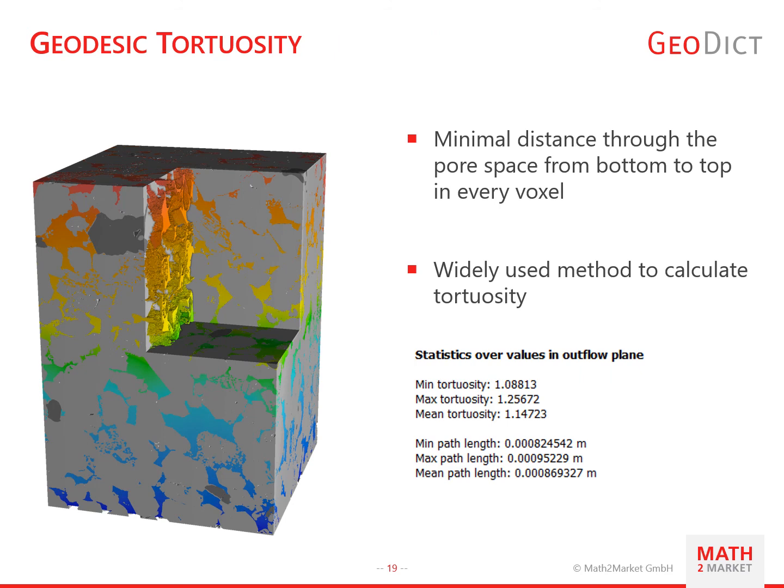A feature that we have added in this version due to some requests is the calculation of the geodesic tortuosity. In each voxel, the distance, for example, to the lowest z-plane is calculated, and that can then be used to calculate the tortuosity in the pore space. This example is again a digital rock, and you can see on the right the corresponding tortuosity values for the pore space.